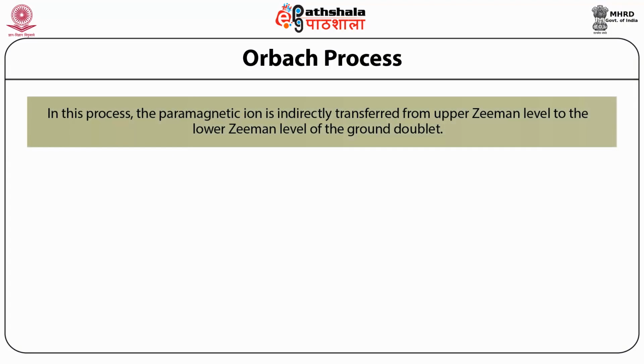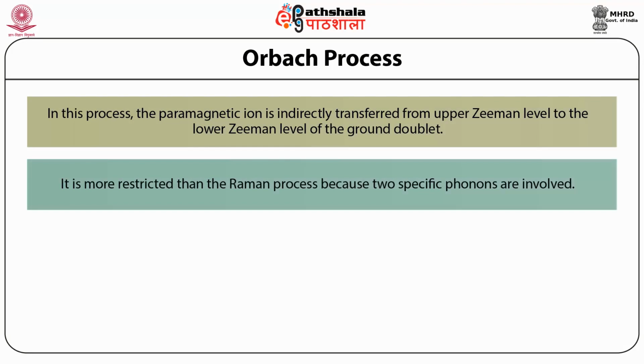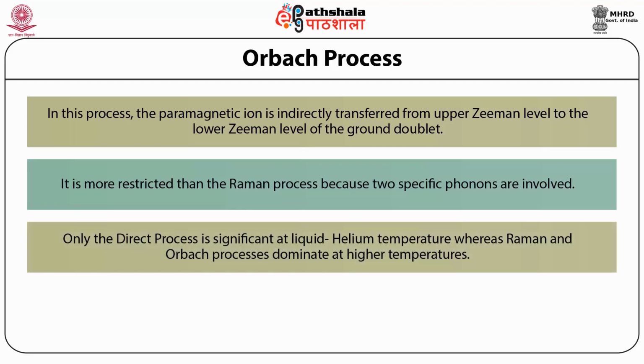In this process, the paramagnetic ion is indirectly transferred from the upper Zeeman level to the lower Zeeman level of the ground doublet. So it is more restricted than the Raman process because two specific phonons are involved. Only the direct process is significant at liquid helium temperature, whereas Raman and Orbach processes dominate at higher temperatures.